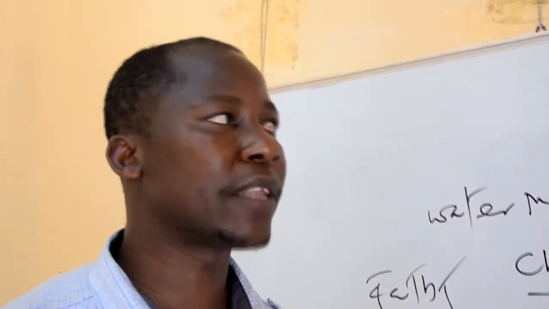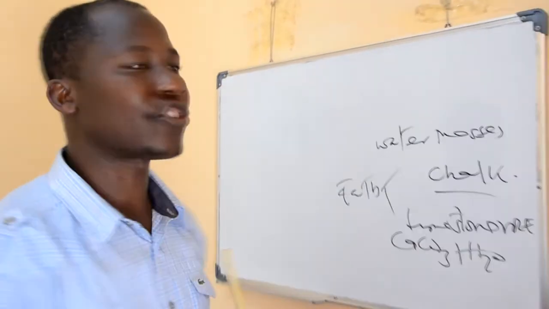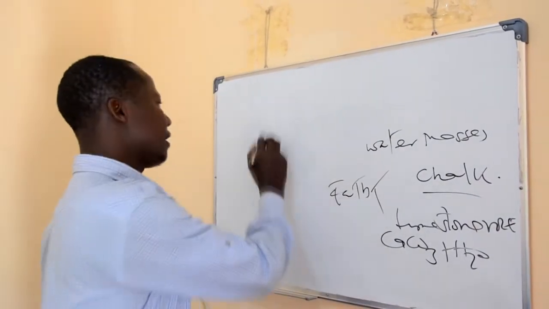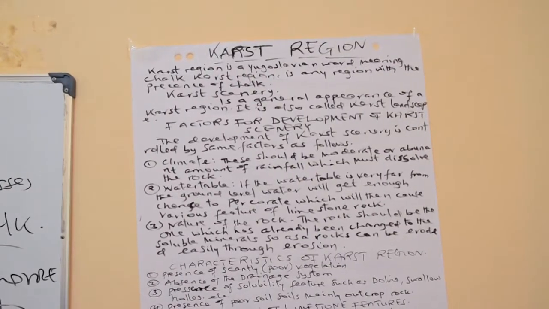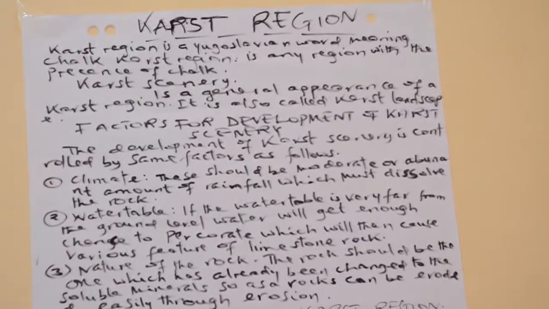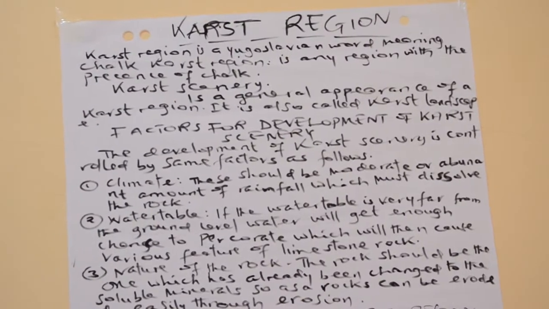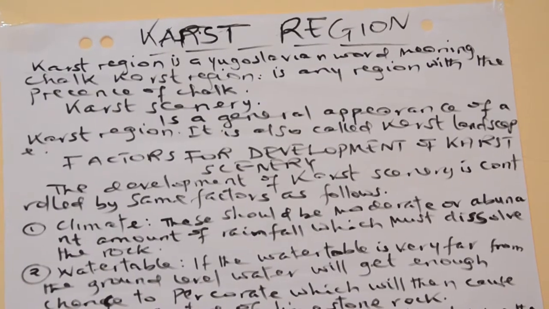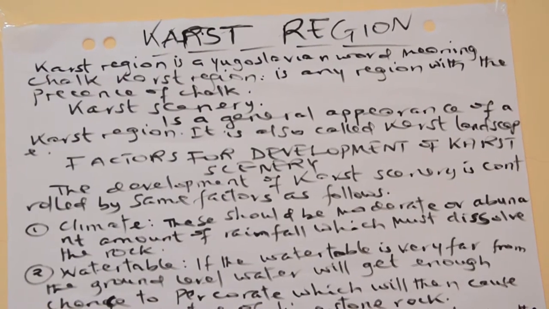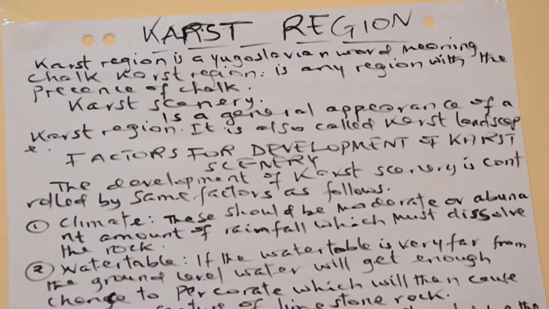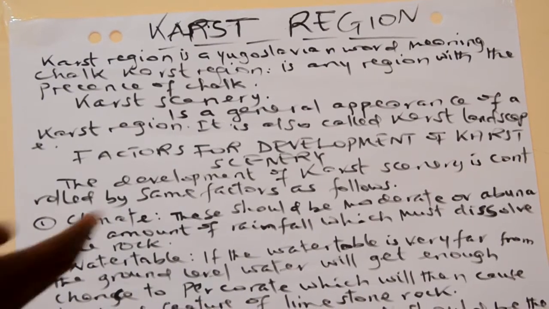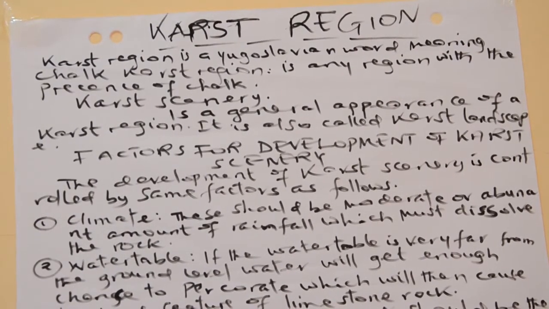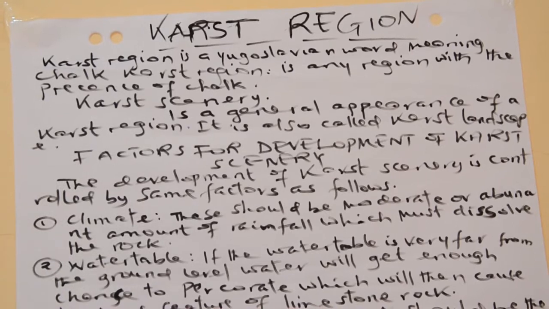There is a certain word which is called Karst sceneries. Scenery is likened to landscape, landform or relief, which means the general appearance of the earth surface, either highland or lowland. Whenever you're talking about Karst sceneries, this is the general appearance of the Karst region. It is also called the Karst landscape, as I told you.